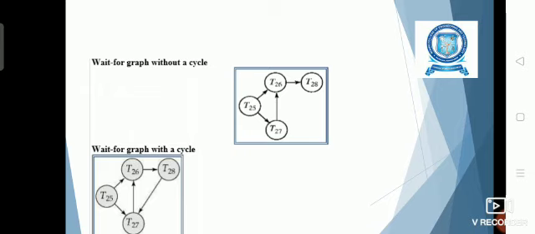But when we look at the next graph, a cycle has formed. That is, T25 is waiting for T27. T27 is waiting for T26. Also T25 is waiting for T26. T26 is waiting for T28.